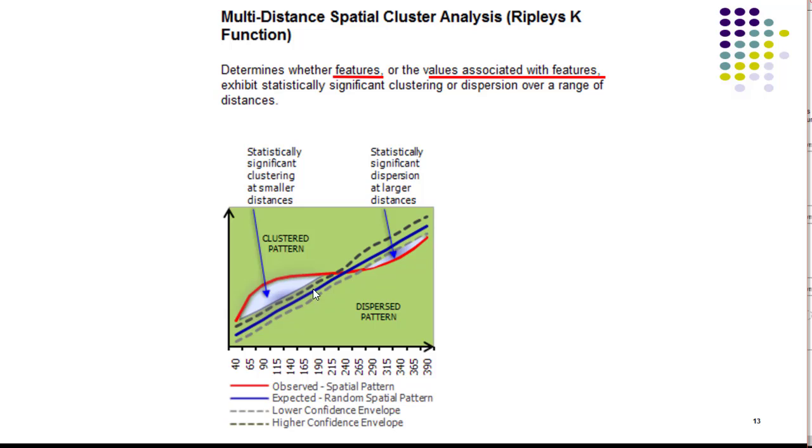365. We have a statistically significant cluster distribution between the distance of 40 and looks like about 215. Okay? That's how we read this, that's how we interpret this, and that's how we get distances in which that clustered or that dispersed pattern is occurring. That's the major take-home from the K function.